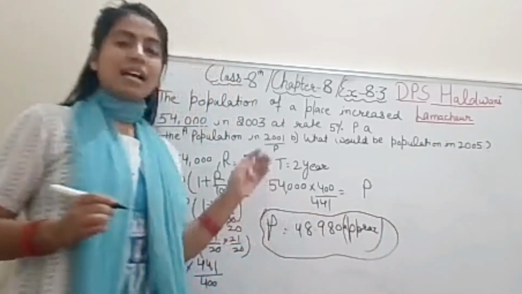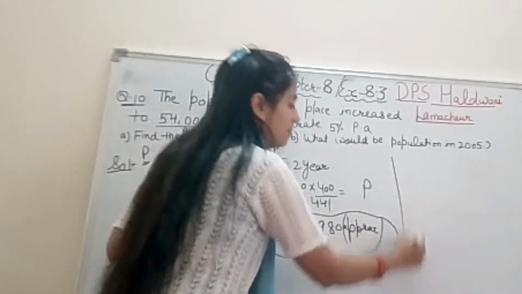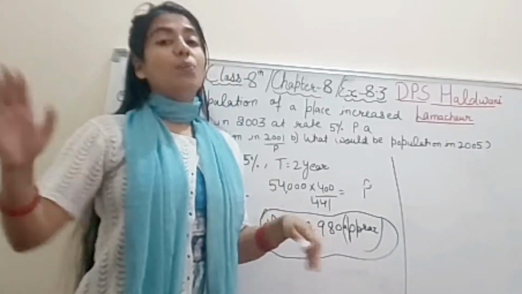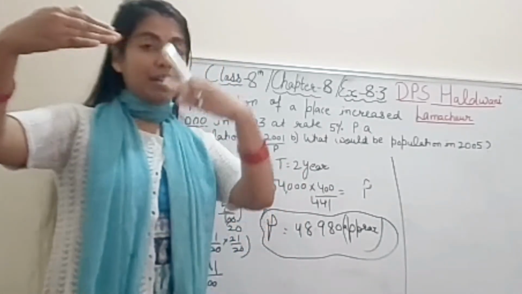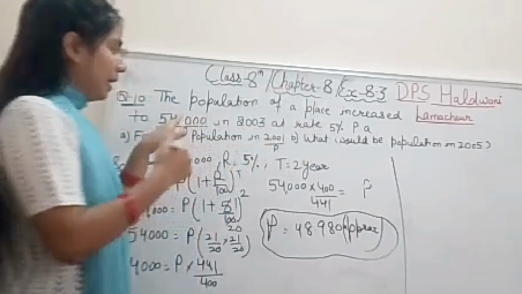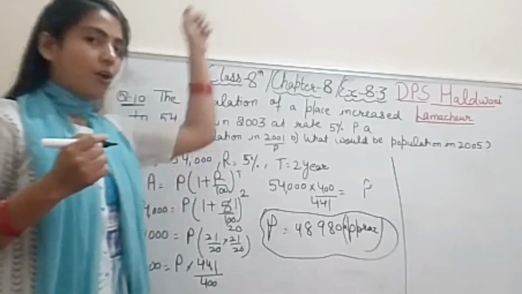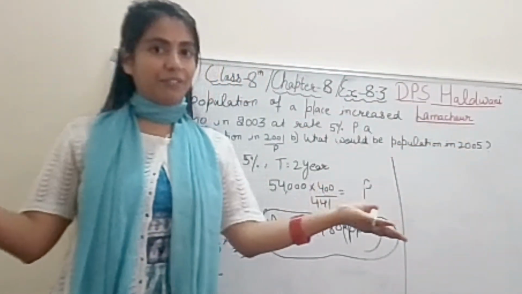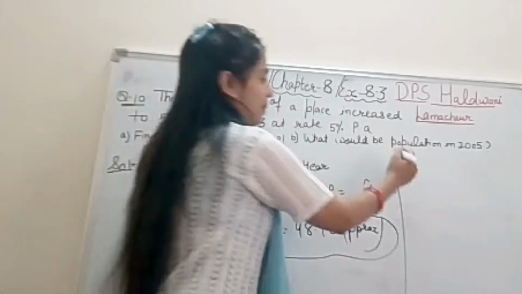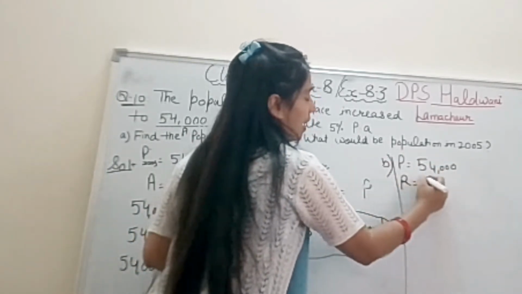The question is just the same but is asking in population form. Now coming to the B part. What is the B part? What would be the population in 2005? Now what will be the population in 2005? So 2003 was this much, and what will be in 2005? So this will be the principal because this much was in 2003. So how much will it be in 2005? That will be the amount. Right, student? This thing only you need to understand. Fine. So the principal given to you is 54,000 for the B part. Rate is the same, 5%.